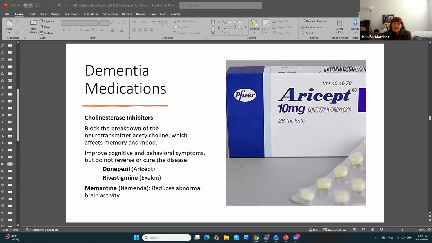So we have donepezil and rivastigmine. We also have memantine. Memantine can help to reduce abnormal brain activity. The choice of medication is dependent on the patient, could be patient and provider preferences, or based off of the symptoms the patient is experiencing.